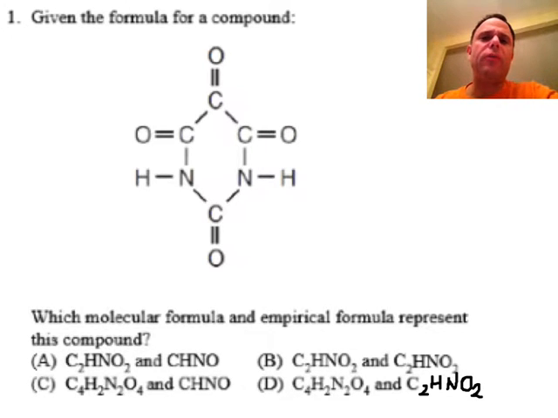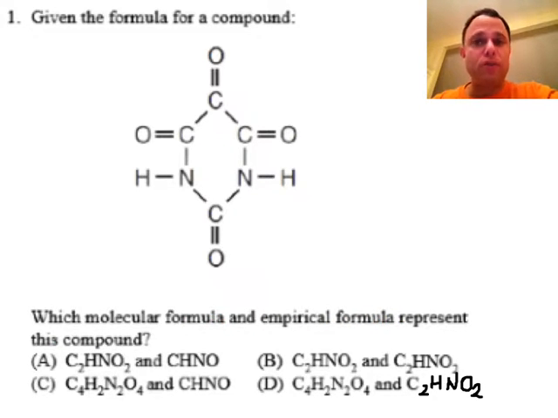Given the formula for a compound, we're given this structural formula which represents an actual shape of a compound with the actual number of each element in the compound. So it's not reduced to the simplest whole number ratio. It is what the element truly is. So here's the question. Which molecular formula and empirical formula represent this compound?